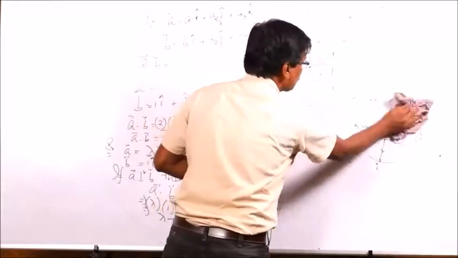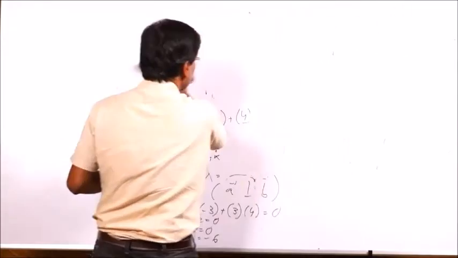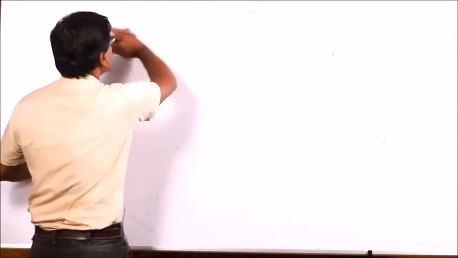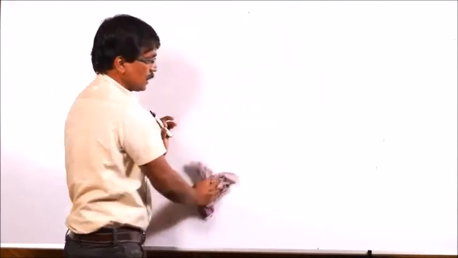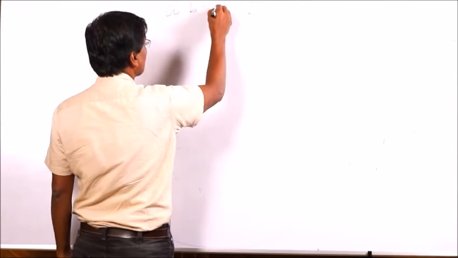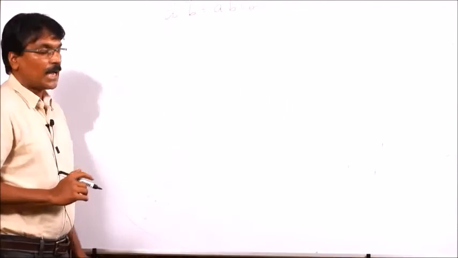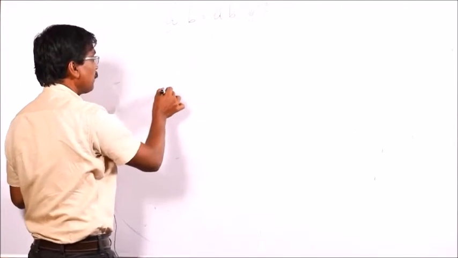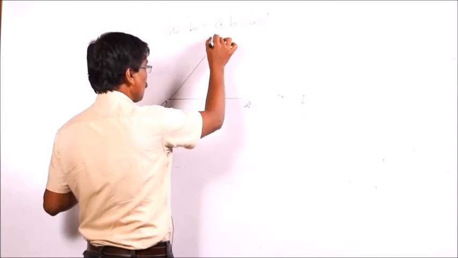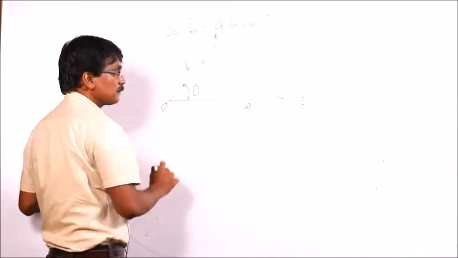Next we come to the geometrical importance of scalar product. So A dot B is equal to AB cos theta, where theta is the angle between A vector and B vector. So this is A vector, OB is B vector. Theta is the angle between A vector and B vector.